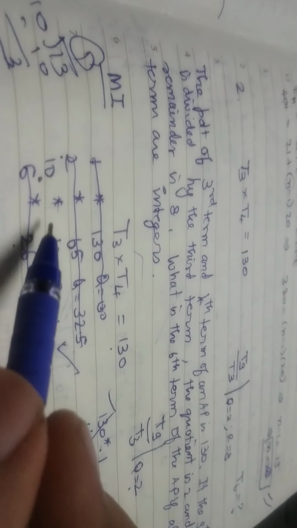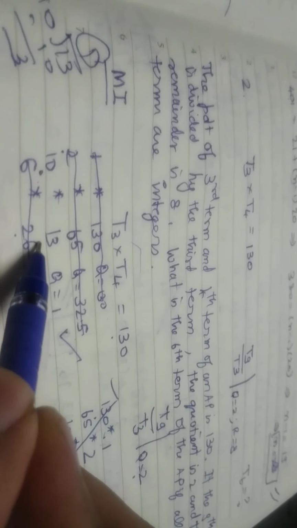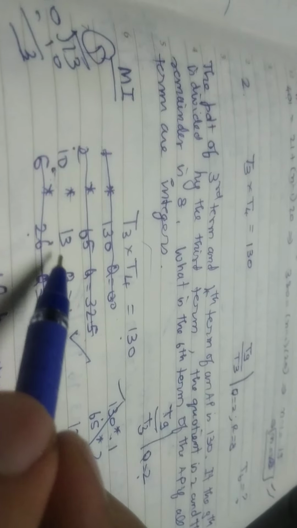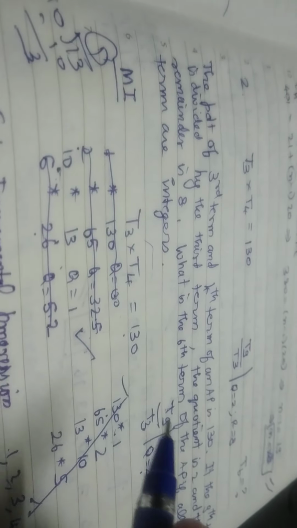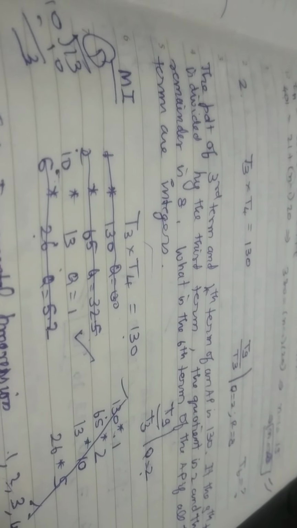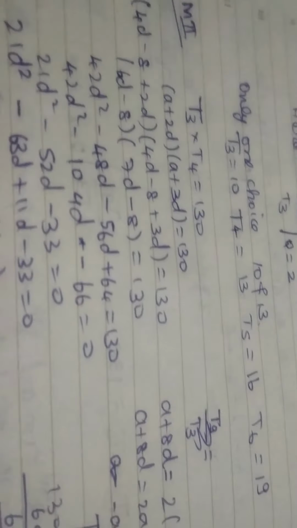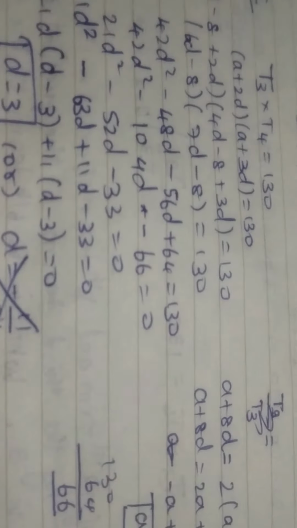So the third term will be 10, fourth term will be 13, which means the common difference is 3. The fifth term will be 16, and the sixth term will be 19. Correct? The sixth term will be 19. I can also put it in the other way, that is the formula method, and I will explain you.